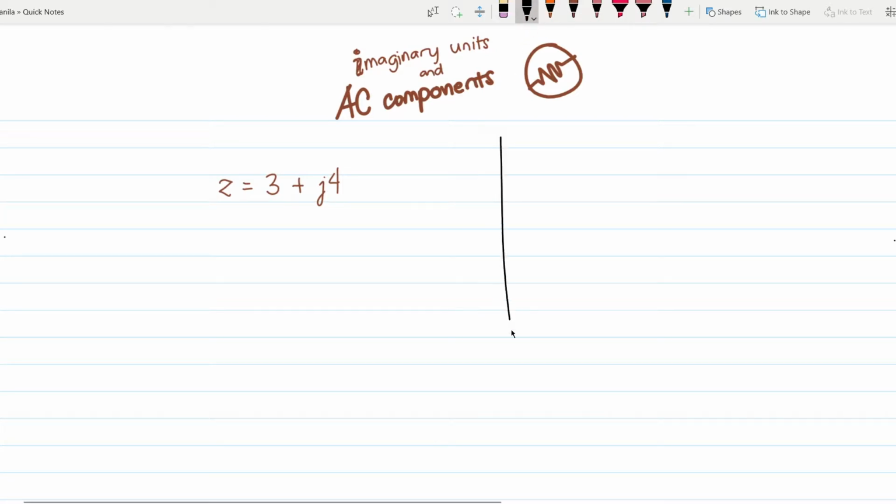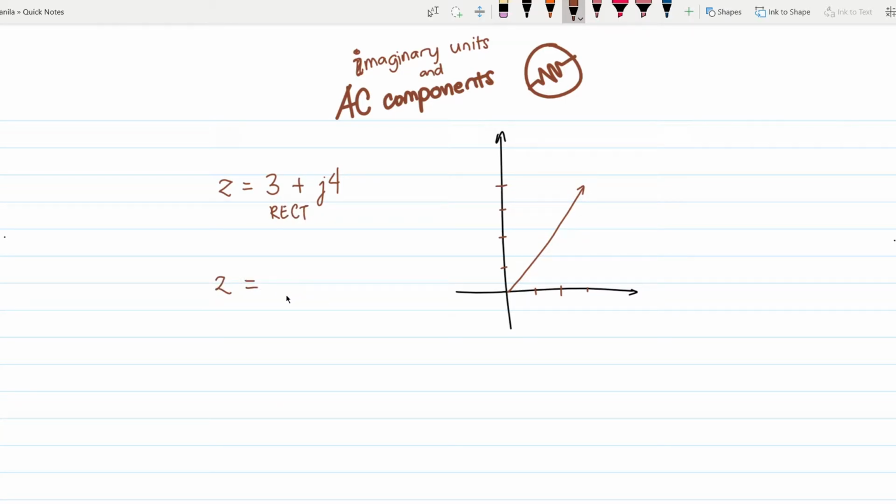All right, so back to the complex plane. Let's just estimate where 3 plus j4 is, where that phasor is. So 3, 1, 2, 3, maybe there, 1, 2, 3, 4, maybe there, and then you just go like this. So this is our rectangular version. How are we going to get our polar version? For our polar version, we look at the radius of the circle, where the head of the phasor is.